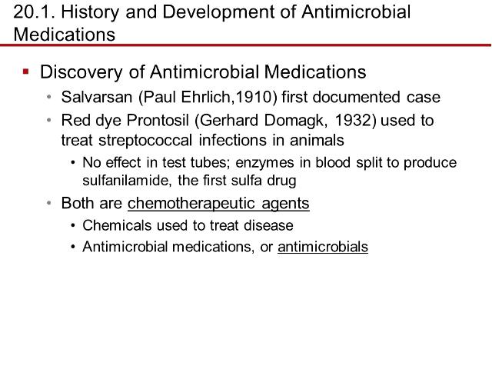So the discovery of antimicrobial medications: Salvarsan, Paul Ehrlich in 1910, was the first documented case. The red dye Prontosil was done by Gerhard Domagk in 1932, used to treat staphylococcal infections in animals. There was no effect in the test tubes. The enzymes of blood split it to reduce sulfonamide, which was really the first sulfa drug.